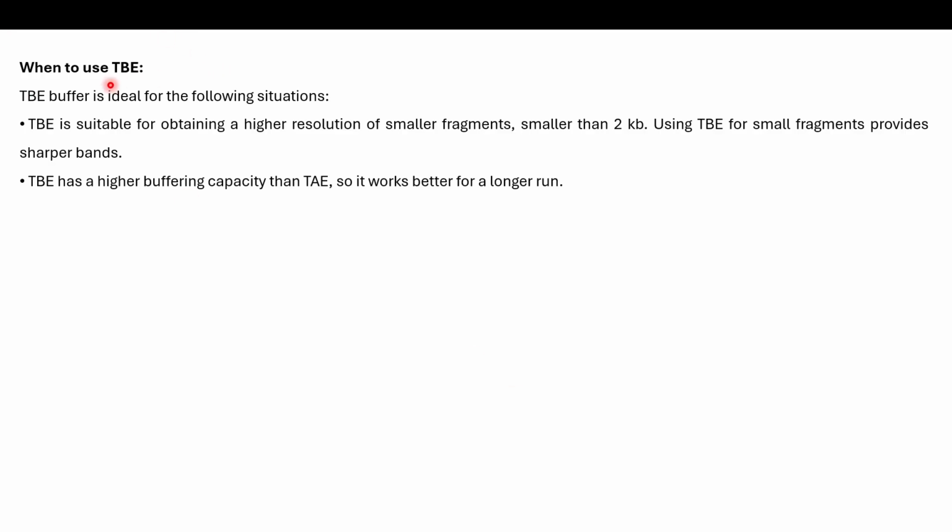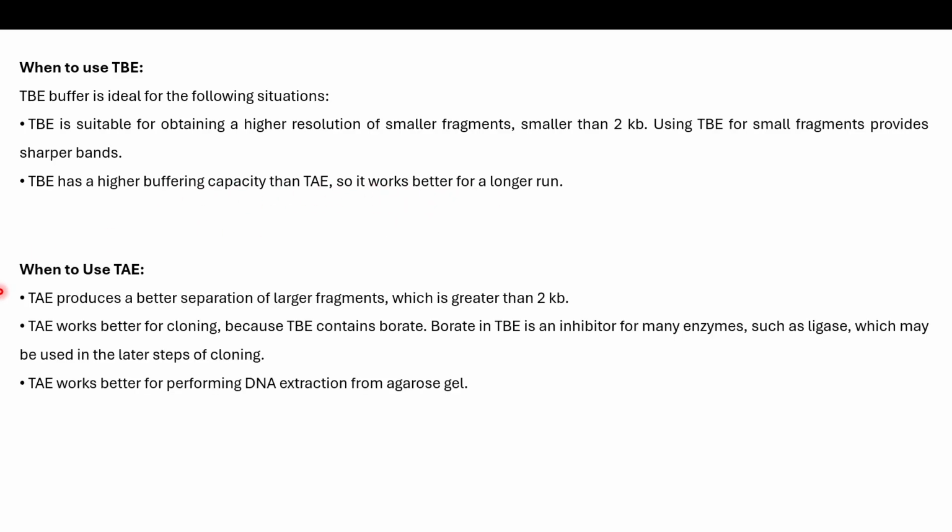And when should you use TBE and not TAE? TBE is ideal for the following situations: when you really want to resolve smaller fragments, smaller than 2 kb. TBE has been found to give sharper bands, and it has a higher buffering capacity than TAE, so it works better for a longer run.